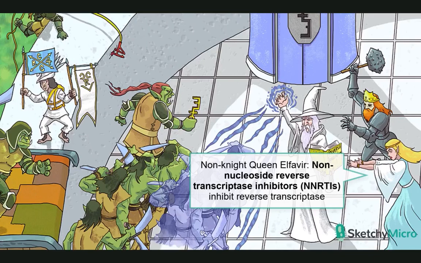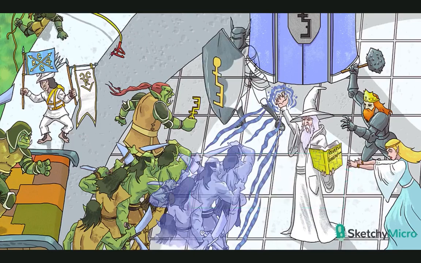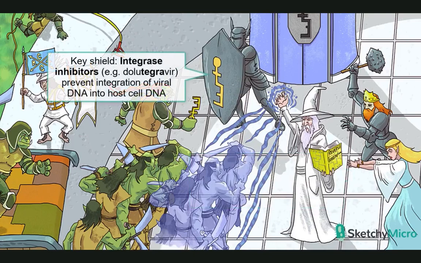For more, check out our NRTI and NNRTI videos to learn more about how these drugs work and their side effects. Next are the integrase inhibitors, which, like their name suggests, prevent viral integrase from incorporating double-stranded viral DNA into host chromosomes. This is a very commonly used class of drugs, and for once, they're named in a helpful way.